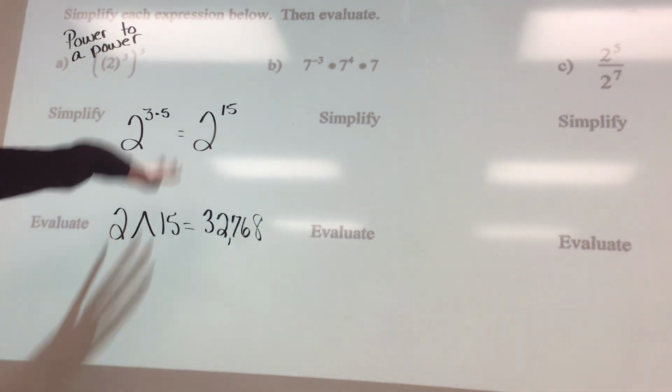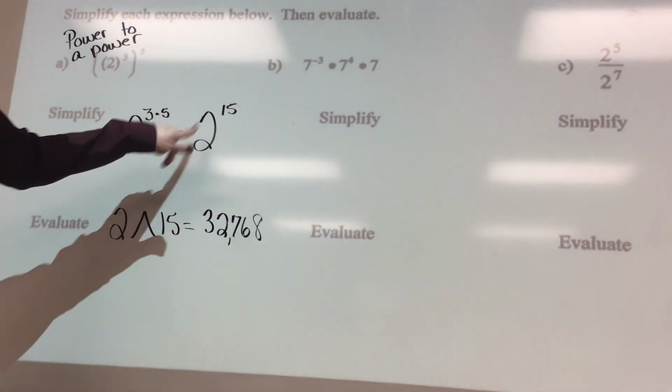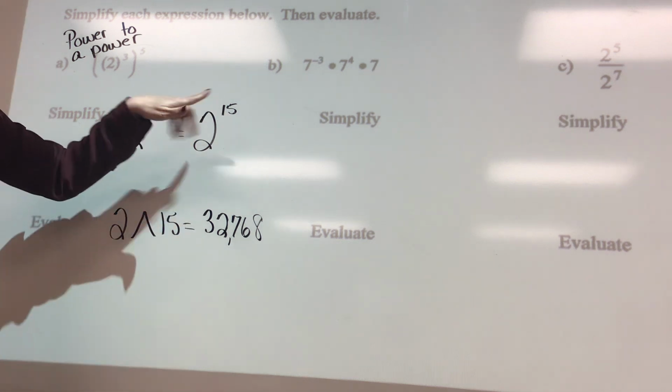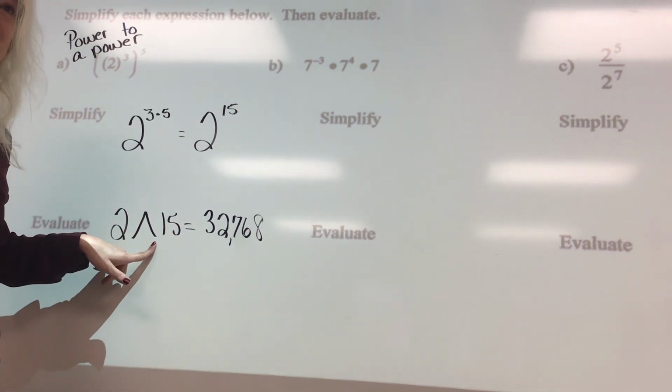Are we okay with this? Remember, 2 to the fifth power just means 2 times 2 times 2 times 2 times 2, and so on. That button allows you to do all that really fast.